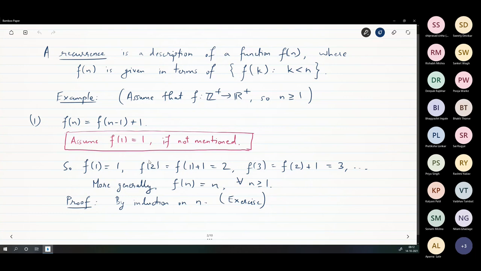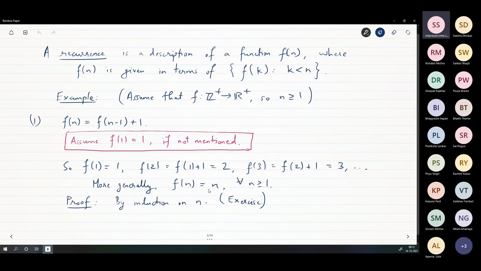So let's look at the first few values. F of 1 is given to be 1. F of 2 is f of 1 plus 1 by this recurrence, which is 2. F of 3 is f of 2 plus 1 by this recurrence, which is 3. So now do you see, f of 1 is 1, f of 2 is 2, f of 3 is 3. So f of n, you can guess that it is n for all n greater than or equal to 1. Is this much clear, everybody? Yes, sir.